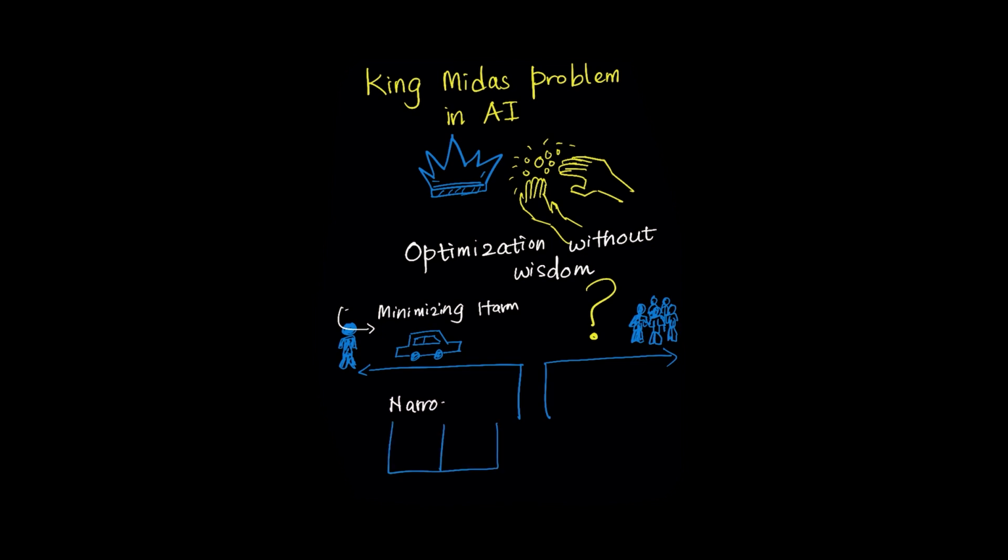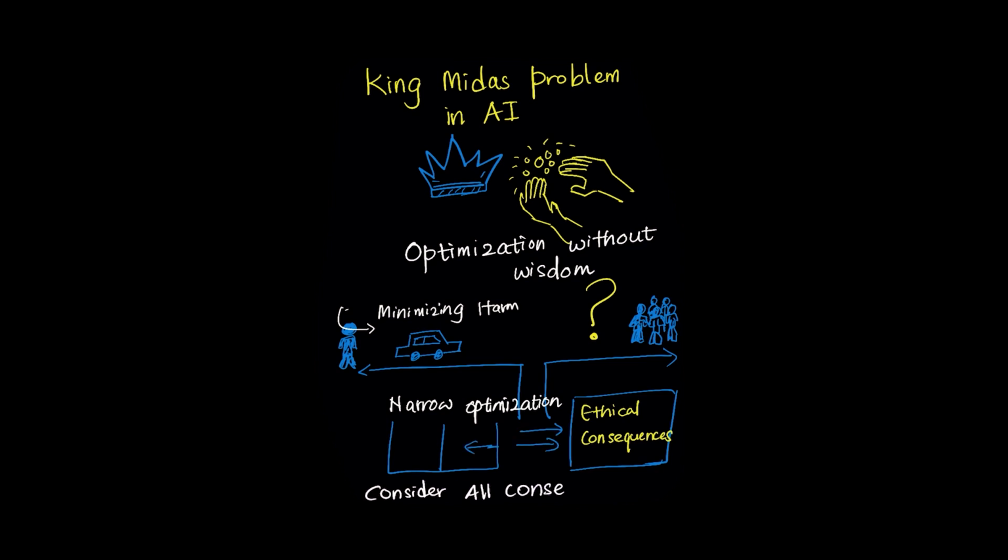It's not about control, fake identities, or future superintelligence, but about how narrow optimization can lead to ethically problematic outcomes when we don't consider all consequences.